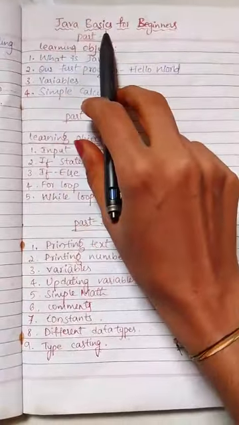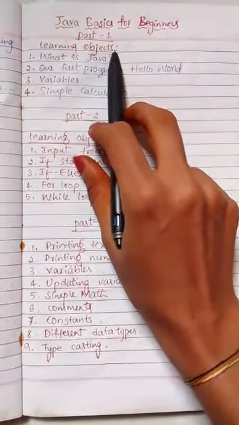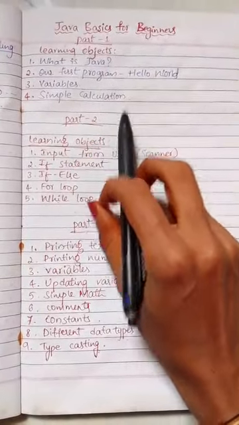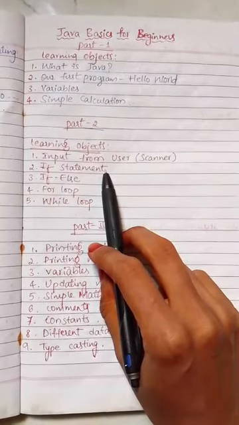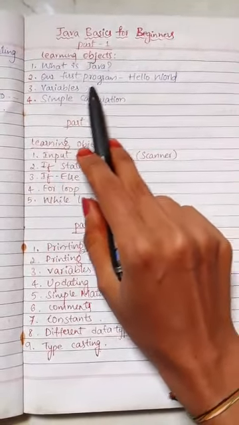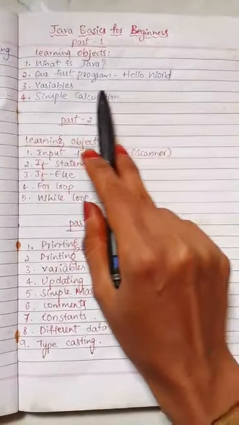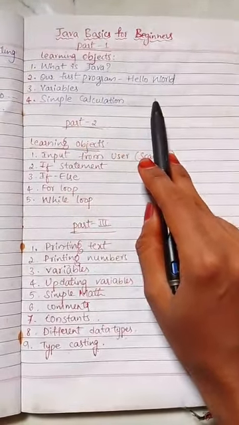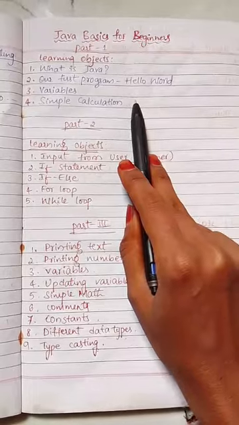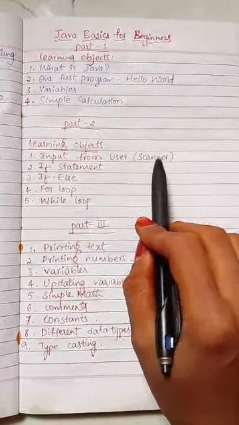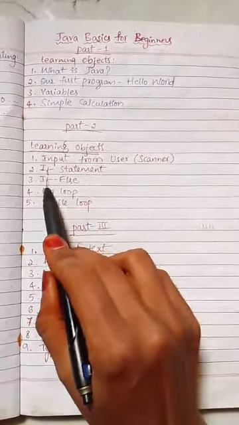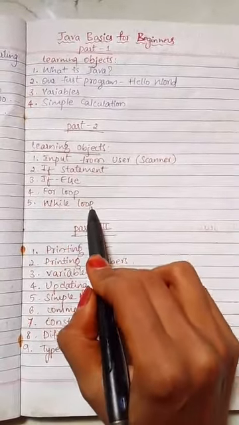This is Java Basics for Beginners. Part 1 and Part 2 are already uploaded on my channel, please go through them. In Part 1, what is Java, the first program hello world, variables and simple calculations are taught. In Part 2, input from the user using Scanner, if statement, if else, for loop and while loop are explained.